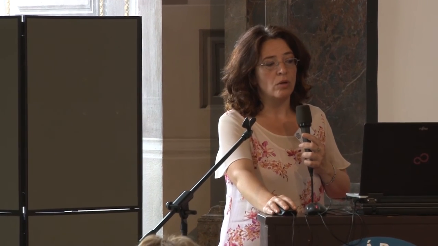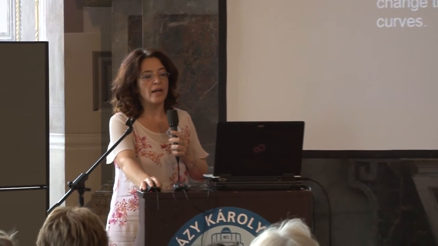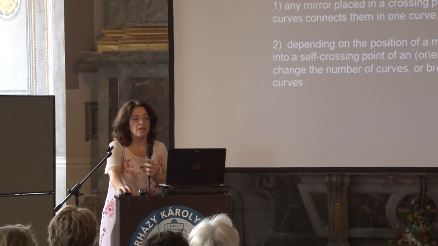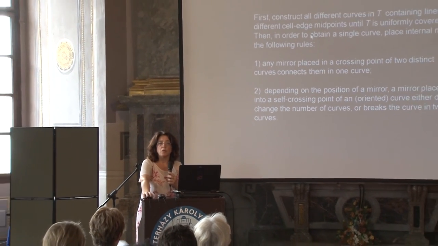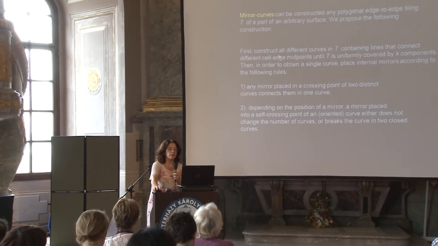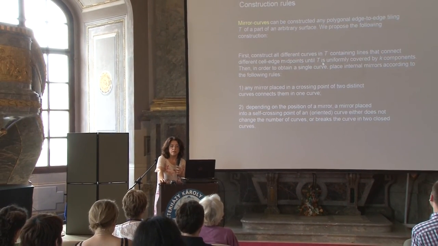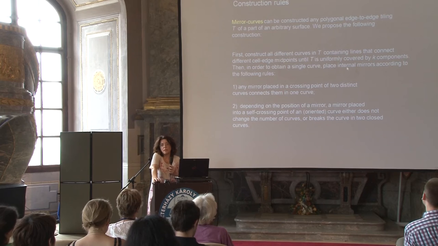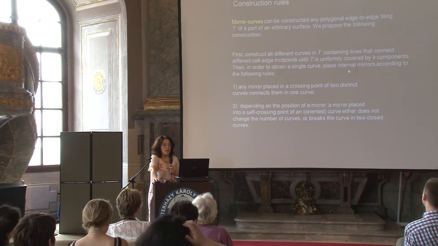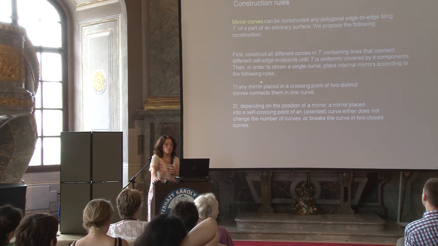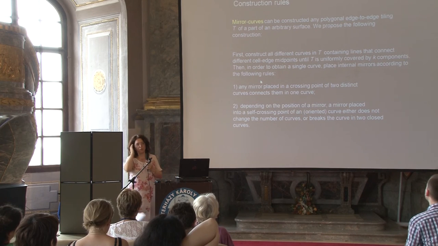First, we construct all different curves in that tiling. All that different curve containing lines that connect different cell edge midpoints. And we are doing it again and again until this tiling T is uniformly covered by, let's say, K components. Then, if we want to get a single curve from it, we place internal mirrors according to the following rules, which I mentioned before.